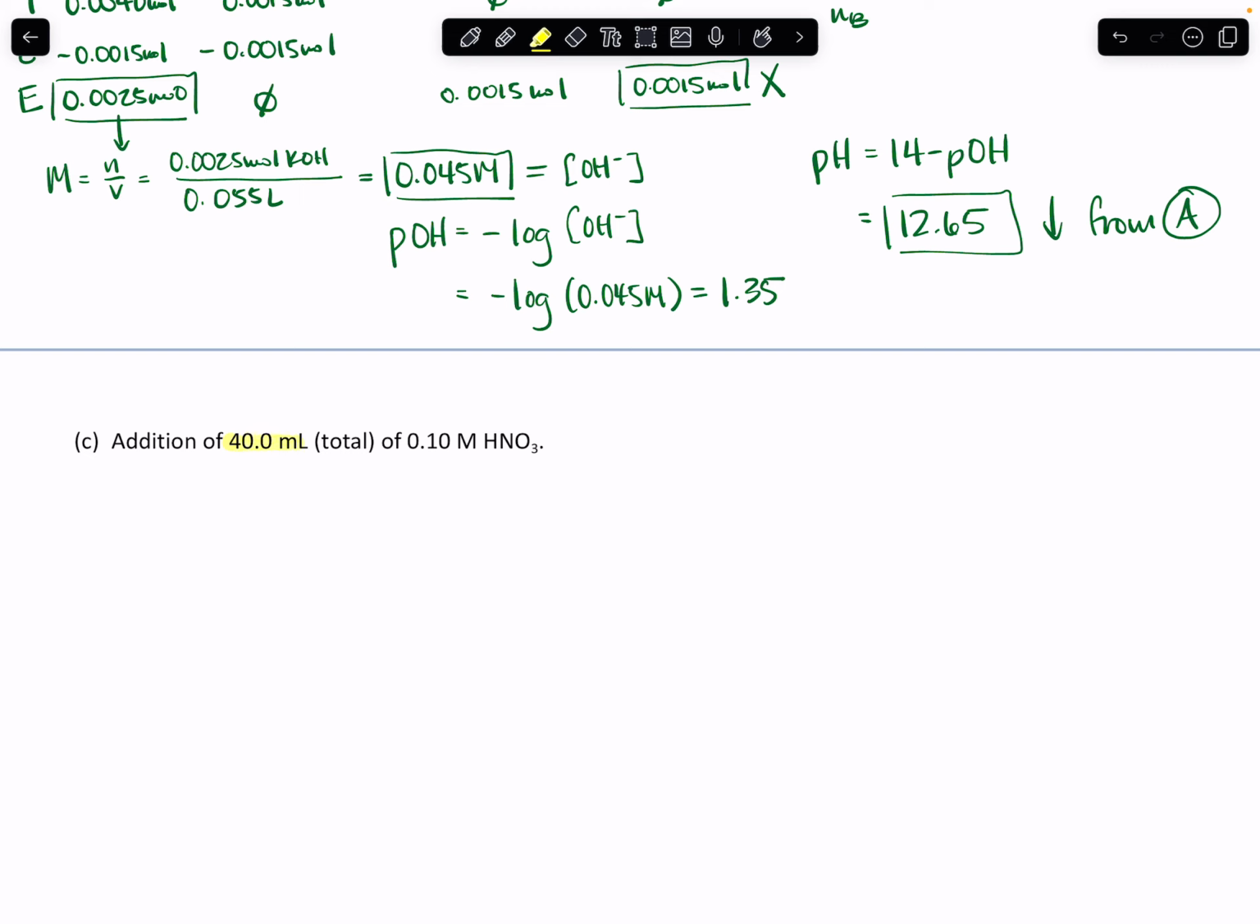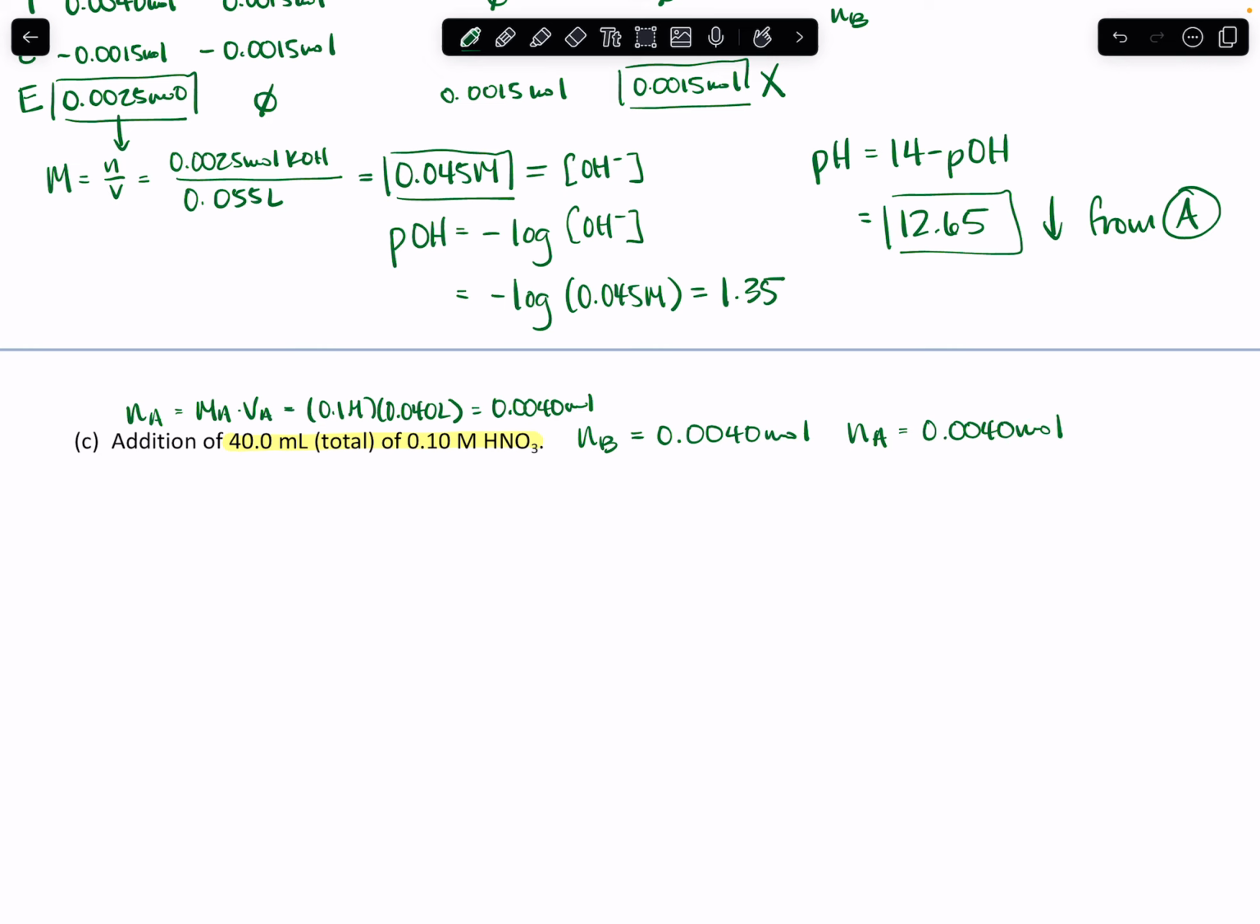Now we're going to have added 40 total milliliters of 0.1 molar acid. So again, I'm going to use moles. So moles of base is still what it was before, 0.0040 moles, because we haven't added any base or removed any. That's what's present. And then for the acid, moles of acid is going to be molarity of the acid times the volume of that acid. So we're going to have 0.1 molar times 0.040 liters. So that's going to be 0.0040 moles.